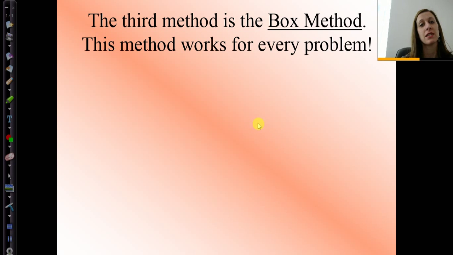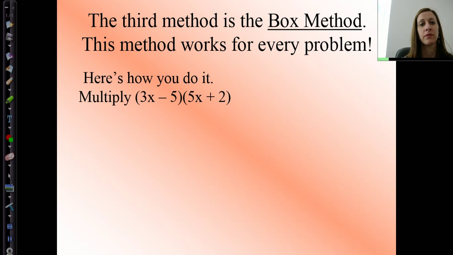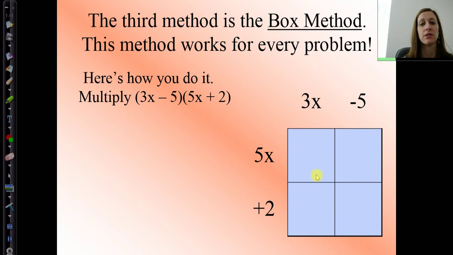So the third method is the box method. This works again for any two polynomials that you're multiplying. So we're going to take 3x minus 5 and 5x plus 2, and basically the box method is just a multiplication box. So I've created a multiplication box. 3x minus 5, I just happened to put along the top. You could have put it along the side. So I have a 3x and a negative 5, and then 5x plus 2 I've put along the side.